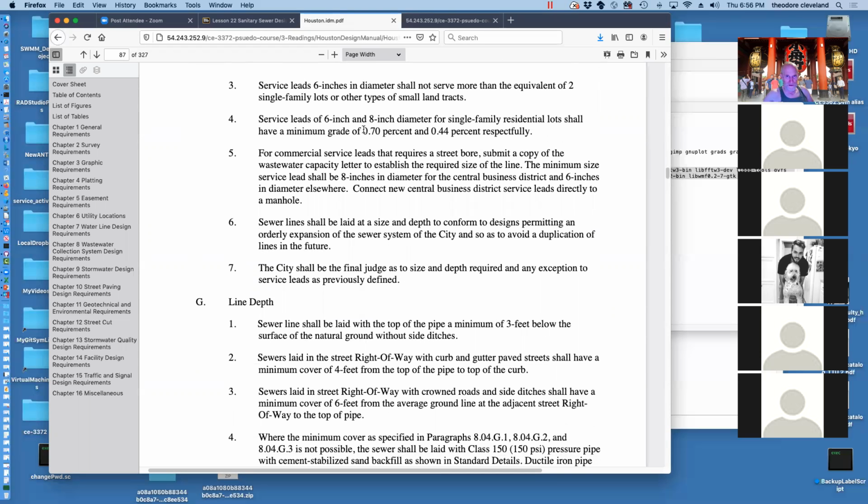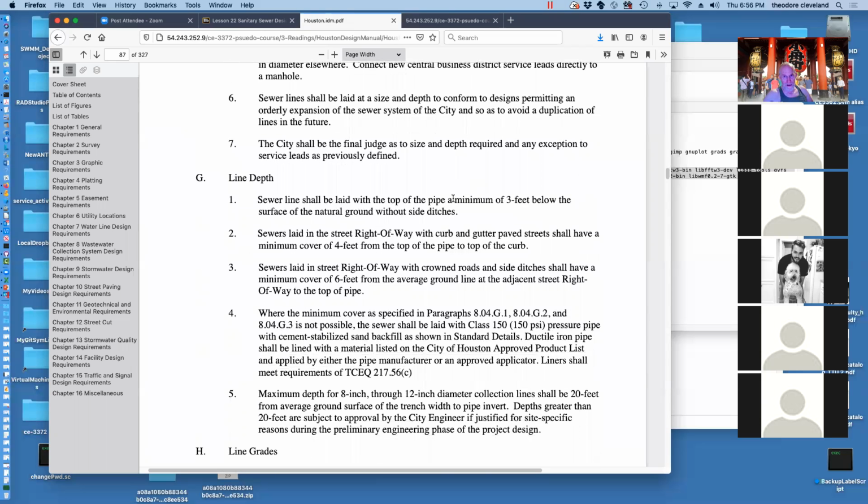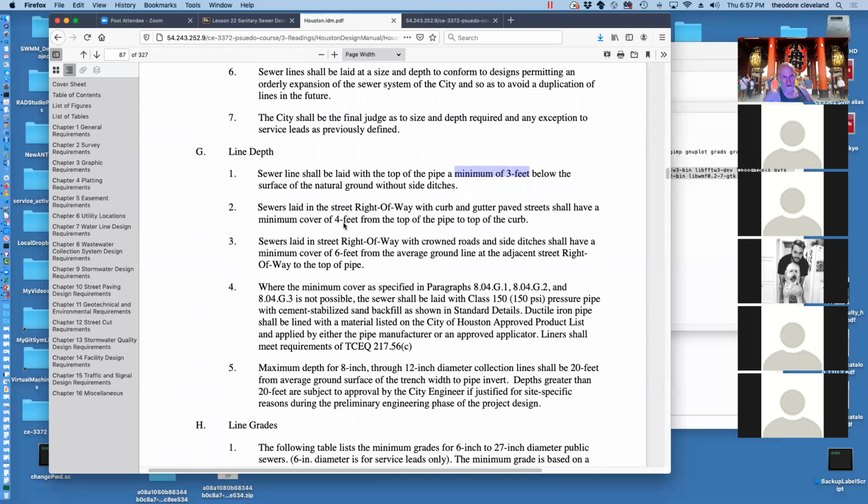And the city of Houston has a minimum grade and a maximum minimum grade for 6-inch and 8-inch diameter pipes. Somewhere else in this document are maximum slopes. And the burial depth is 3 feet below the surface of the natural ground without side ditches. And if they're laid in a curb and gutter street in the right of way, it's 4 feet from the top of the pipe to the top of the curb. So that's basically 3.5 feet.